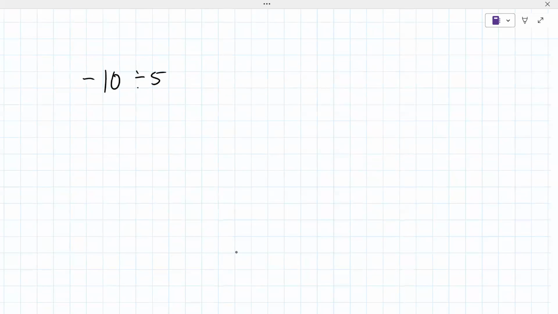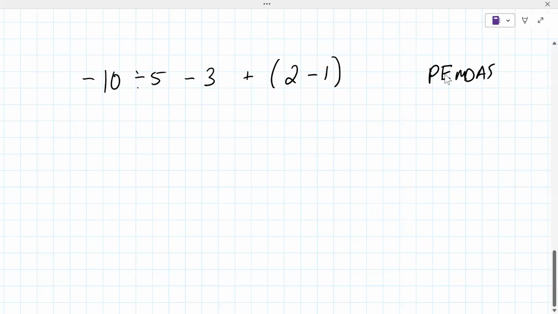-10 divided by 5 minus 3 plus parentheses 2 minus 1. Okay, so I'm introducing something new here in this problem, but not trying to overwhelm you with new stuff. Do you remember what the P and the E stand for in order of operations? Exponent. E is definitely exponents. We don't have any of those, thank goodness.